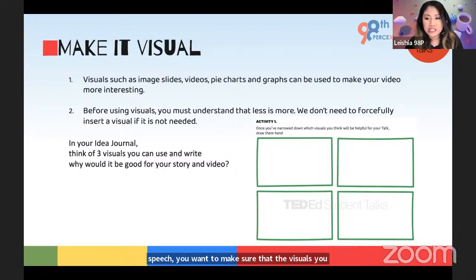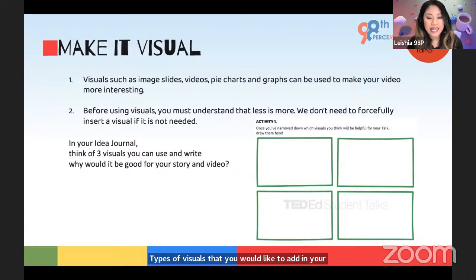So in your idea journal, you should see a page that looks like this with 4 squares. I'm going to give you a second to go there. And if you don't see it, please just write down 4 squares on your paper. And I will give you about a minute to think of 4 types of visuals that you would like to add in your talk.